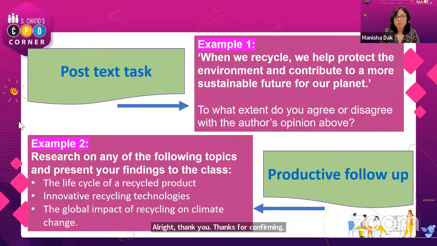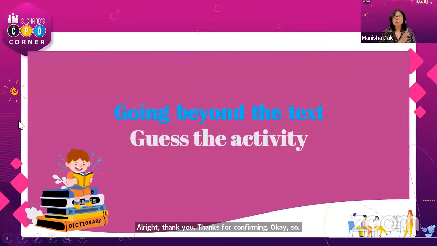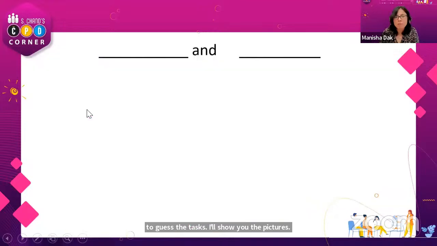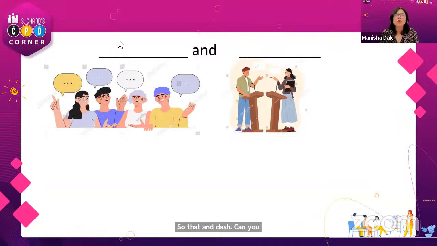Okay, so let's now look at what different types of tasks beyond the text task we can have for this particular text. It's a non-fiction text, on restoring the environment or saving the planet. Now, I have designed 3 tasks for this stage, and I want you to guess the task. I'll show you the pictures. Not the task, but the name of the activity. So dash and dash. Can you take the clues from the pictures and tell me what this task is that I'm designing?